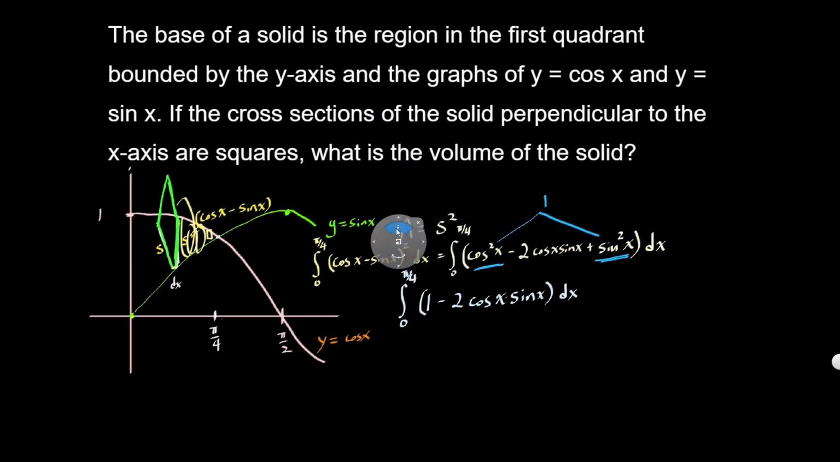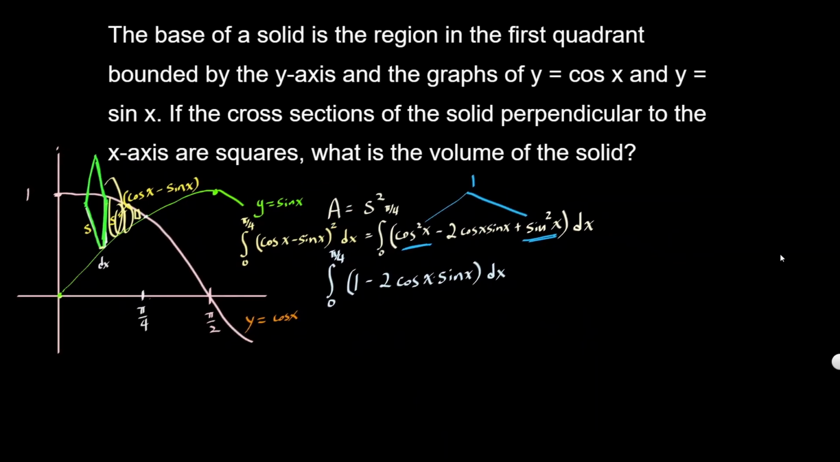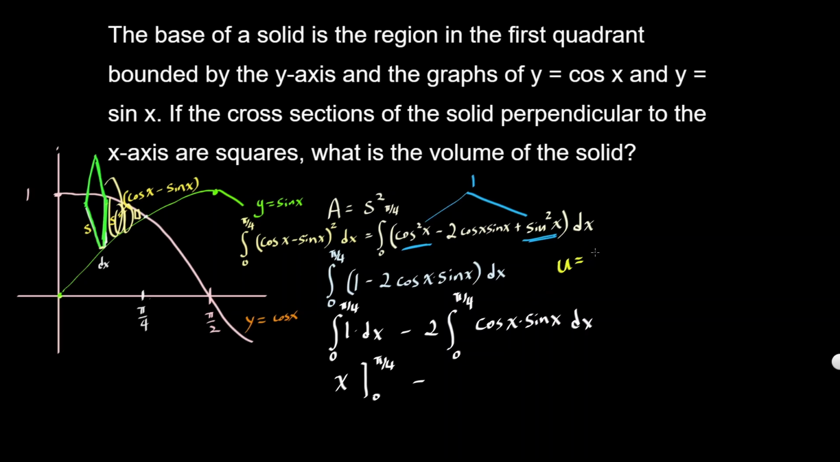Now we could just integrate it. We could integrate separately like that. So we got 1 times dx, integrating from 0 to pi over 4, minus 2 can be factored out like that, the integral from 0 to pi over 4 of cosine x sine x dx. This is just x from 0 to pi over 4, minus this part. Now it's easier to integrate. We could use u-sub here. If we let u equal sine x, then du is the derivative of that, so cosine x dx.